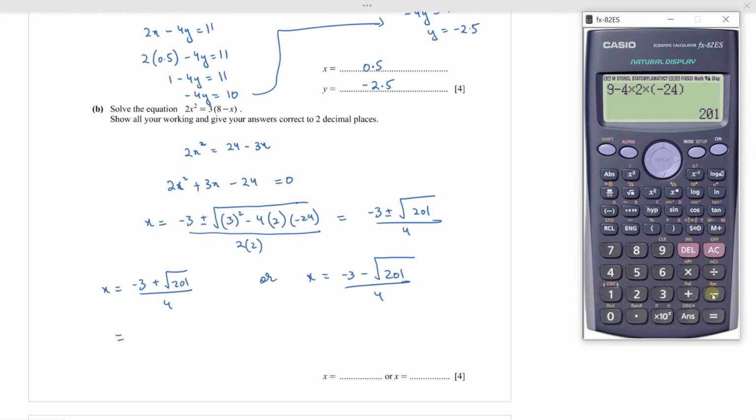So let's calculate this first. Minus 3 plus square root of 201 and then divide by 4. So this is 2.79 up till 3 significant figures, and this one will be minus 3 minus square root of 201 divided by 4. This is minus 4.29 up till 3 significant figures. So 2.79 or minus 4.29.